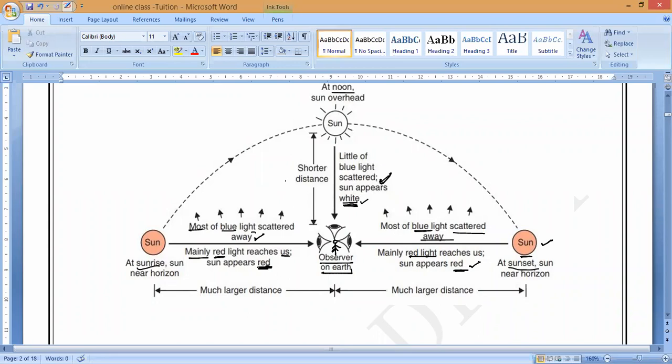You can see at the time of sunrise, and as well as at the time of sunset, when the sun is near the horizon. What is that? Sun is near the horizon.